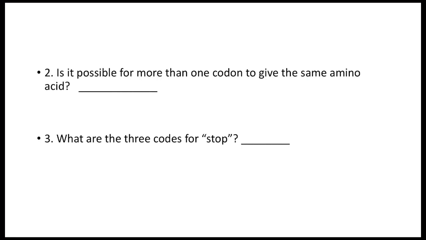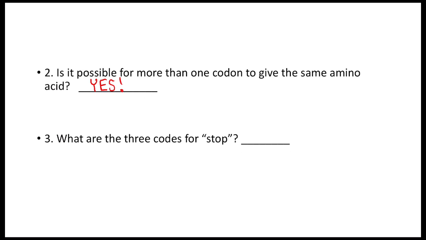Okay, so our next two review questions were, is it possible for more than one codon to give the same amino acid? And the answer for this is yes. Remember, there are 64 possible combinations of bases and only 20 amino acids. So you'll see multiple codons for most of the amino acids except AUG, which is methionine.